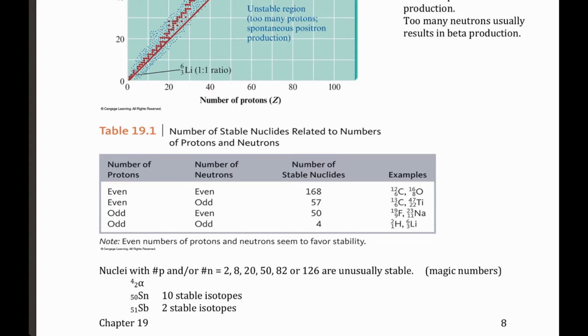Tin 50 has 10 stable isotopes, as opposed to antimony 51. By that, I'm saying it wrong. Tin has an atomic number of 50, not a mass number. Antimony, an atomic number of 51. If we look up the number of isotopes of tin, we would find there's 10, versus antimony, there's only 2. So this kind of magic number idea.